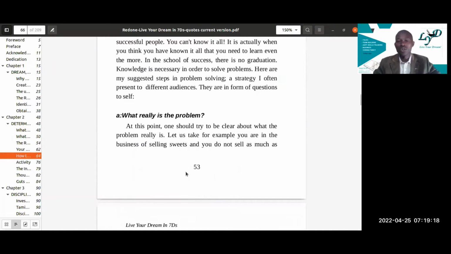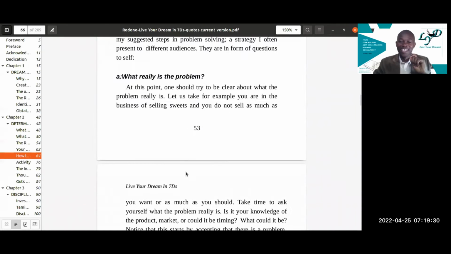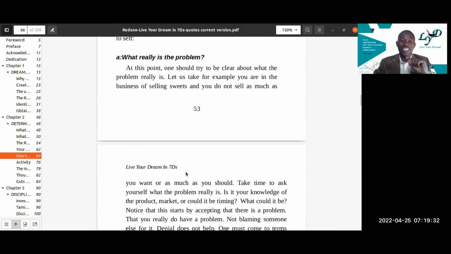And number one was definition of the problem. We must clearly identify the problem. What really is the problem? Sometimes what we think is the problem isn't really the problem. So we must find where the problem is.